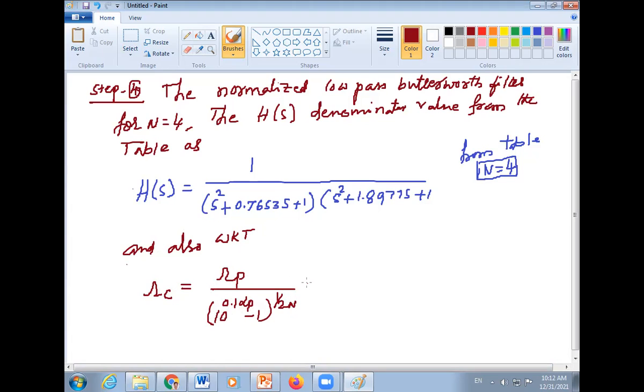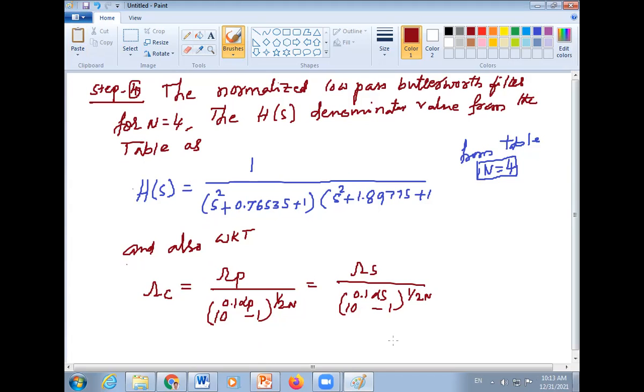Or else this is equal to omega s divided by 10 to the power 0.1 alpha s minus 1, whole to the power 1 by 2n. So here we have to decide whether we are calculating it for the omega cutoff frequency, for the omega p value or the omega s value. If it is low pass, we have to go for omega p, and if it is high pass, we have to go for omega s.